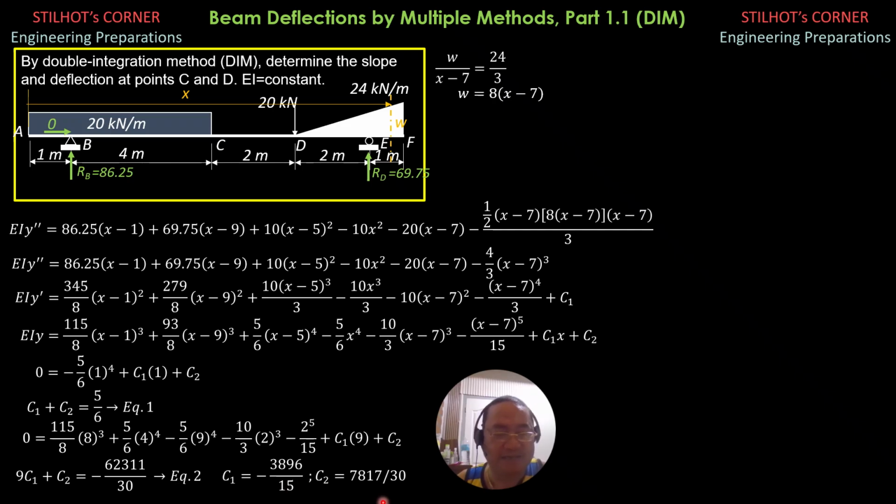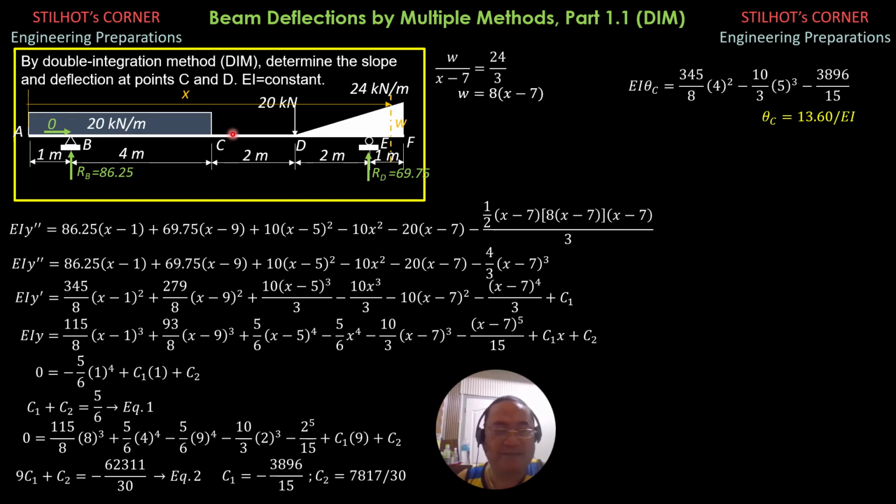As I said, the meaning of this: c sub 1 divided by EI is the slope at A, while c sub 2 over EI is the deflection at A. We now compute the slope at C. X is 5. Substitute into this equation here. So EI theta C is 345 over 8, 4 square, 0, minus 10 thirds 5 cube, then plus c sub 1, which is negative 3896 over 15. So theta C can now be solved, found 13.6 over EI.